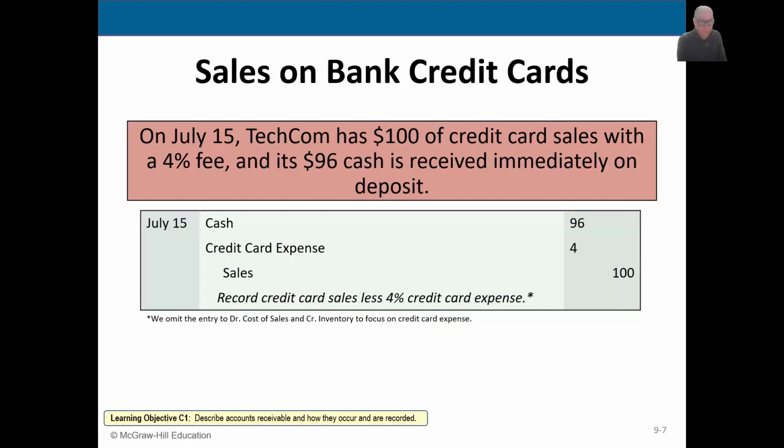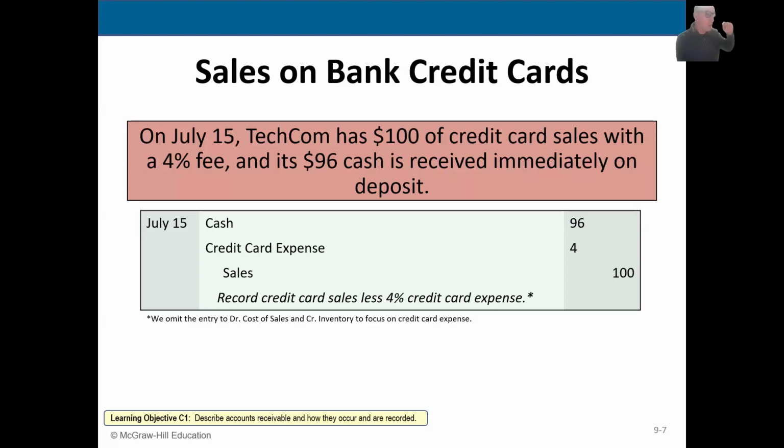Okay. Now, here's another thing that sounds like receivable, kind of, sort of. Credit cards. When you think of a credit card transaction, we treat it the same way as cash. Okay? The business treats a credit card the same way as cash. The customer obviously doesn't, but the business does.